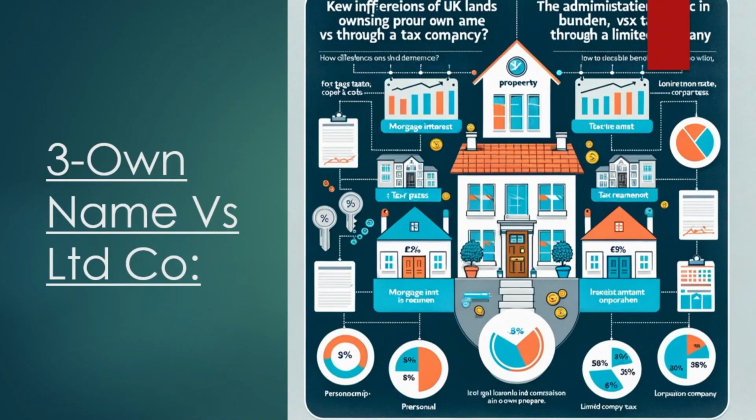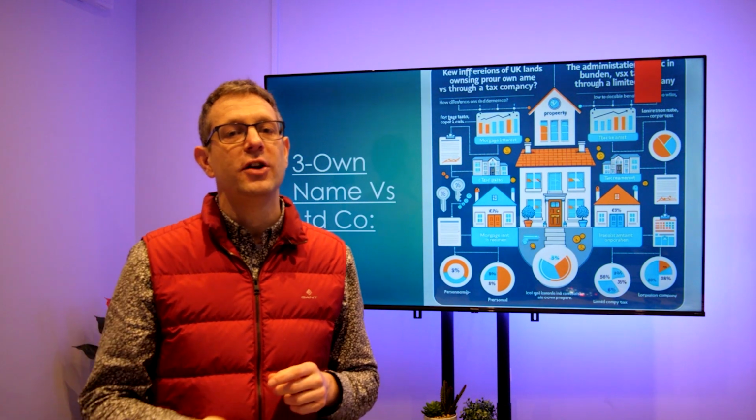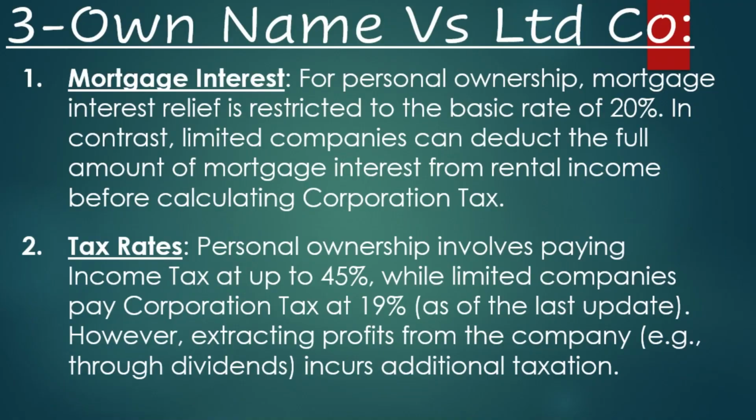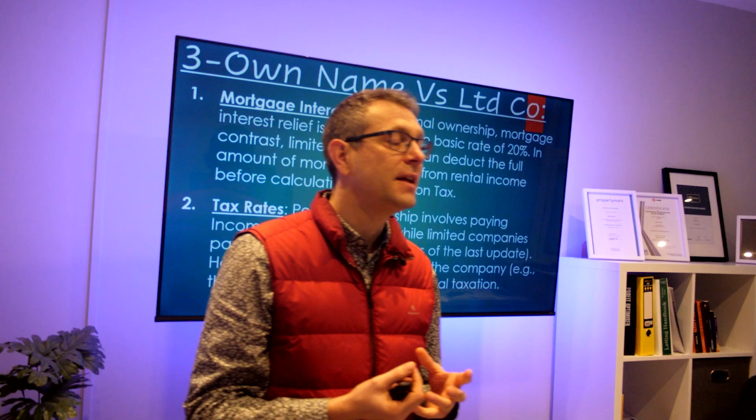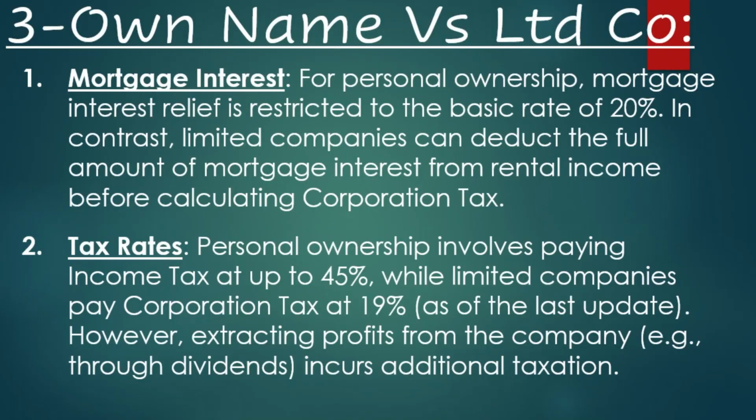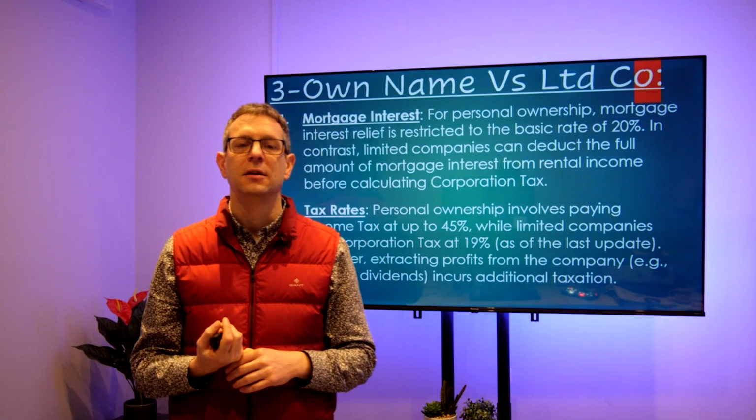So here's a couple of differences between owning it in your own name and owning it in a limited company. The biggest difference that a lot of people talk about is the mortgage interest. For personal ownership, there is a relief, but it's restricted to the basic rate of tax, which is 20%. In contrast, and this does make a big difference for some people, limited companies can deduct the full amount of mortgage interest from the rental income before calculating corporation tax.